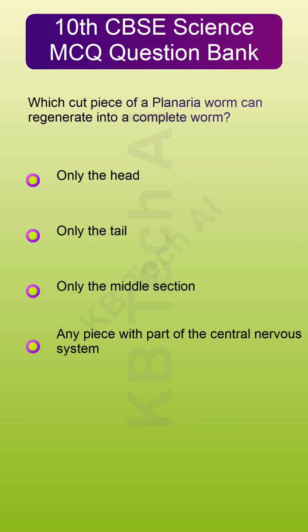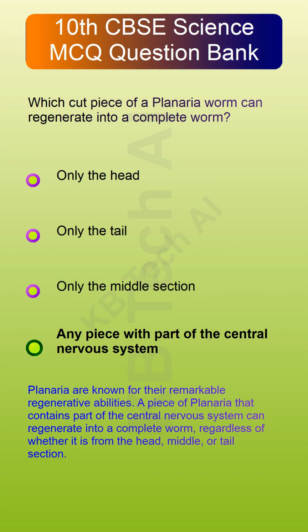Which cut piece of a planaria worm can regenerate into a complete worm? Option 1, only the head. Option 2, only the tail. Option 3, only the middle section. Option 4, any piece with part of the central nervous system. The answer is, option 4, any piece with part of the central nervous system.